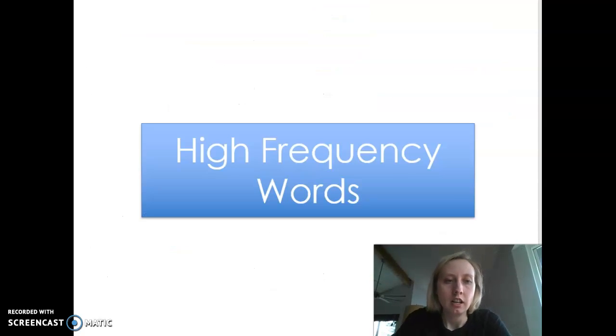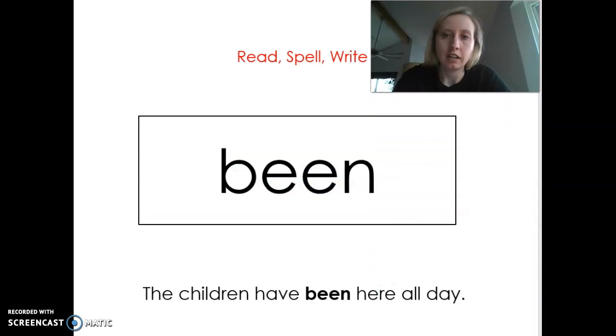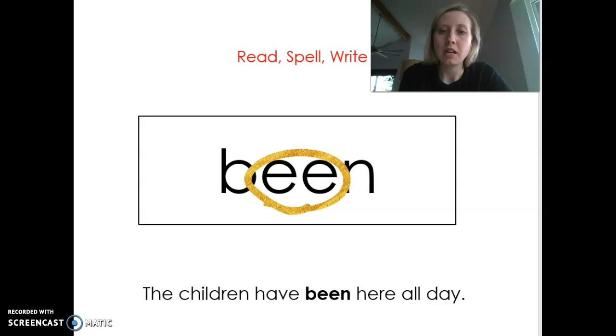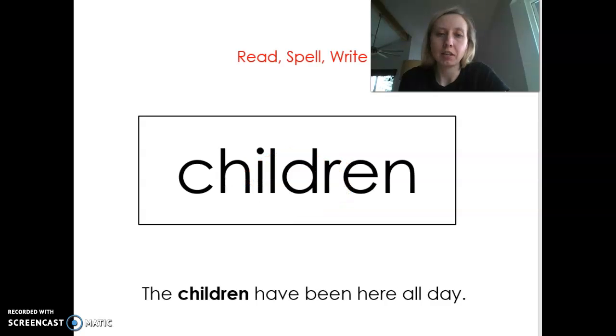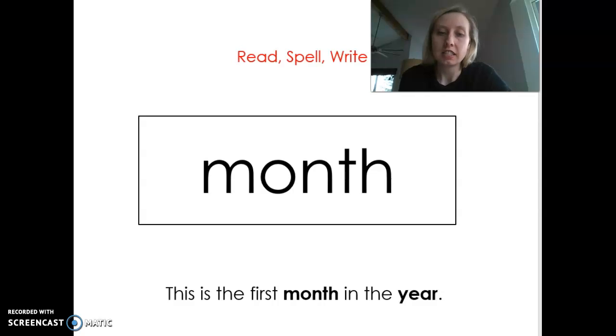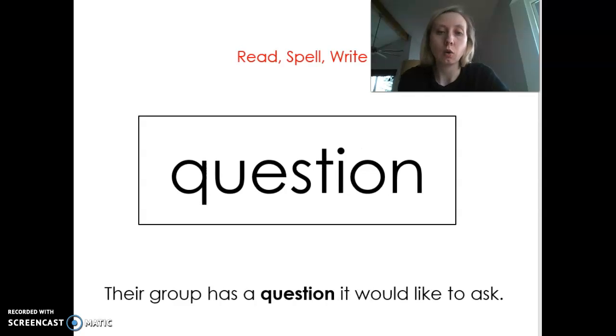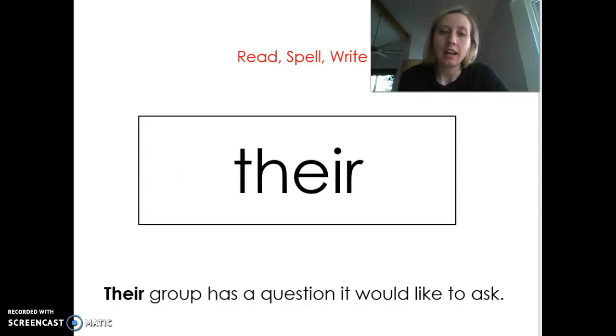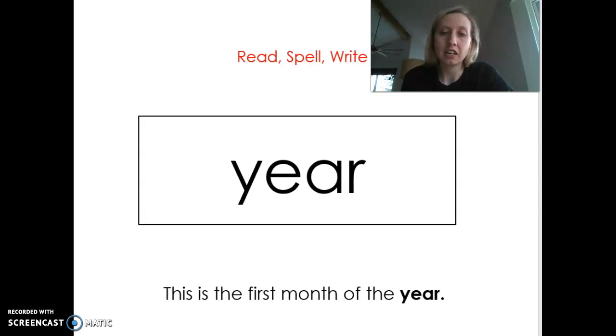Okay, here we go. Here are our high frequency words. Bin. Now remember, this would be bean, but bean is not the right word. It's bin. The children have been here all day. Children. Month. This is the first month in the year. Question. Their group has a question it would like to ask. Year. This is the first month of the year.